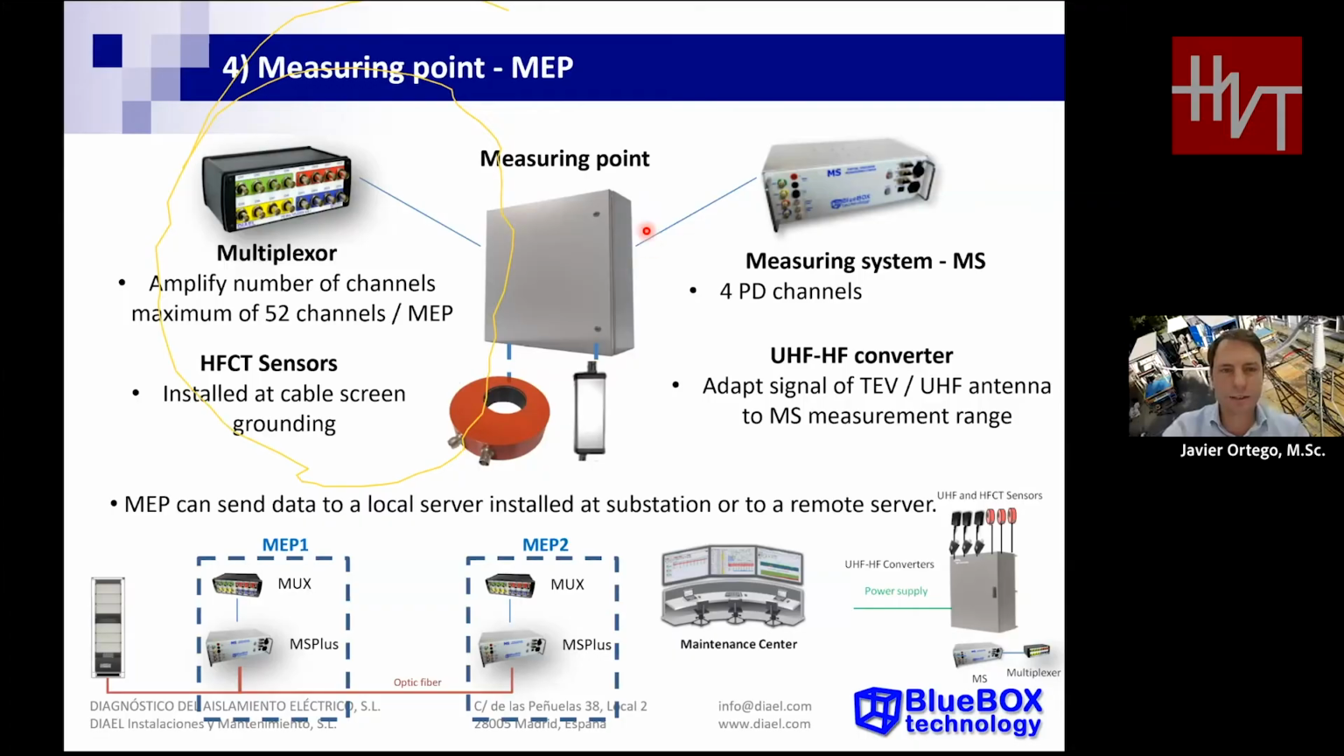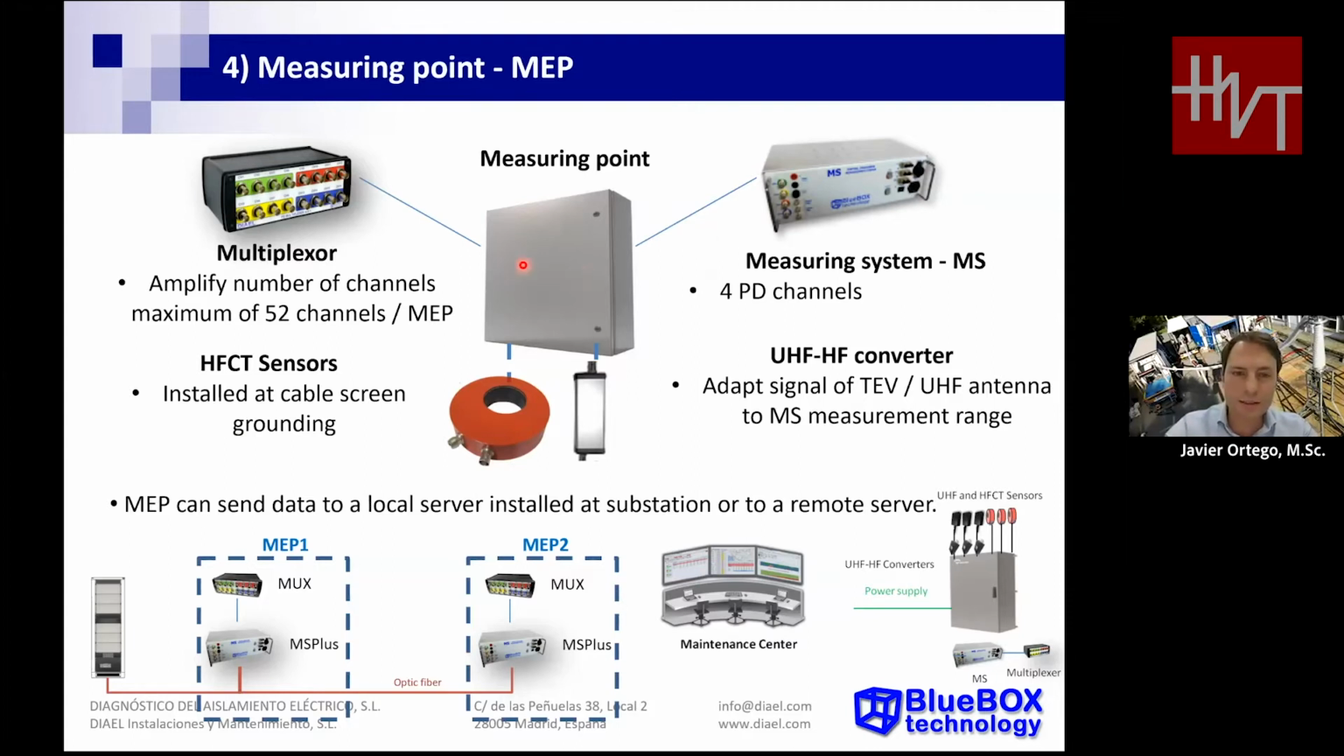Okay, so we have the measuring point. In the measuring point, we have different elements. One, the most important, is the measuring system. The measuring system is the digital recorder that will acquire the PD information to be analyzed in the central computer. This measuring instrument has 4 PD channels synchronized, so we can acquire data from 4 sensors simultaneously to be analyzed.